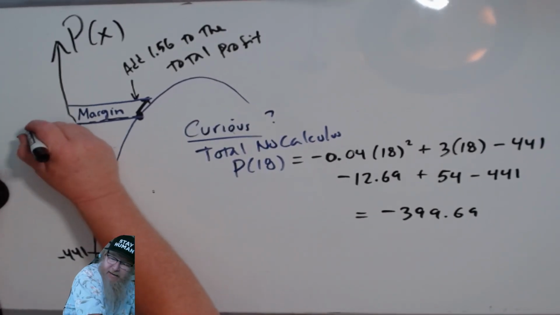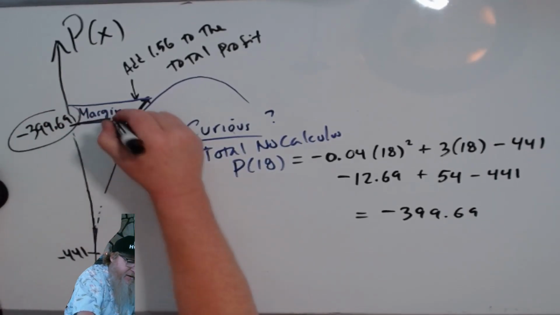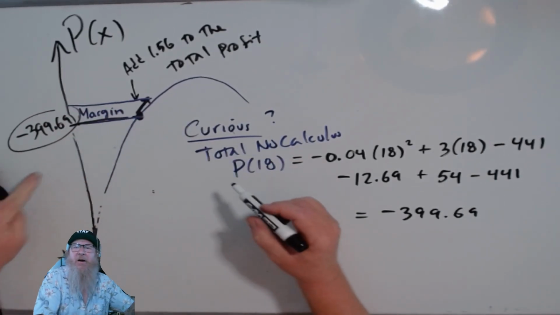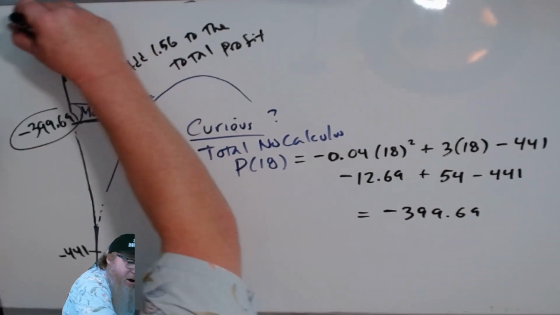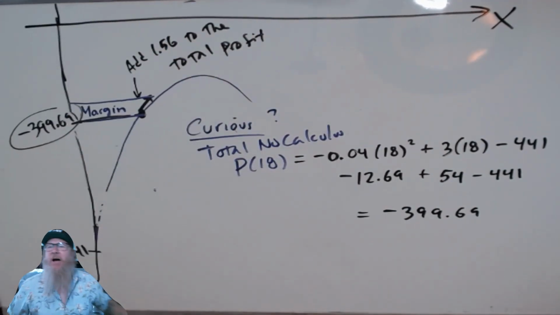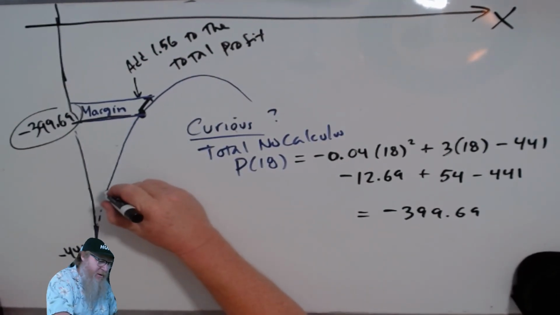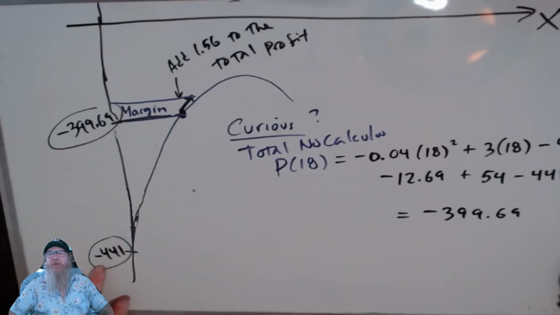Negative 399.69, that's where we're at so far. This whole thing is underground, underwater here. That's what we call it. Call it being upside down or being underwater. So we started off at negative 441.